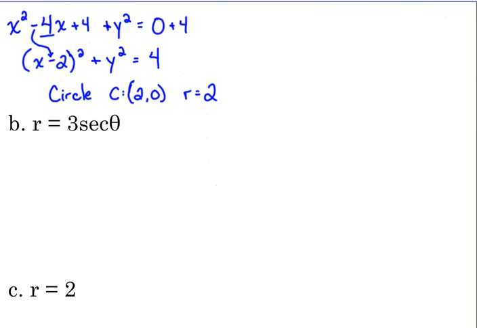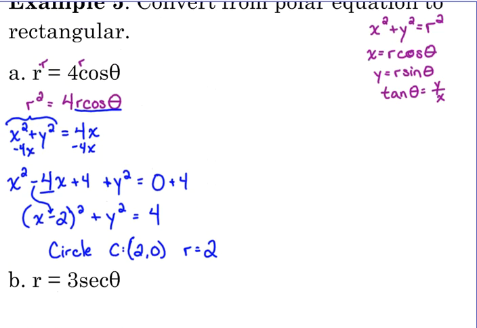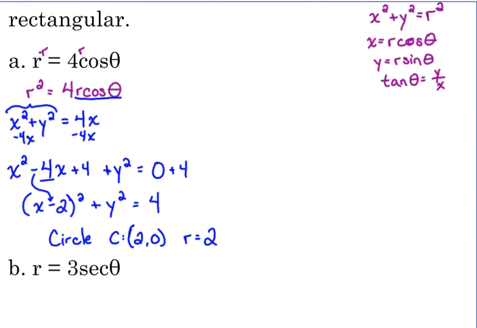R is equal to 3 secant of theta. So it looks fairly similar to the one that we just did, but the results are going to be a little different this time. So again, we are looking for any of these relationships that I have written up in the top right corner. We're looking for an R squared. We don't have an R squared. We're looking for R cosine theta. We don't have that. We don't have R sine theta. We don't have a tangent.